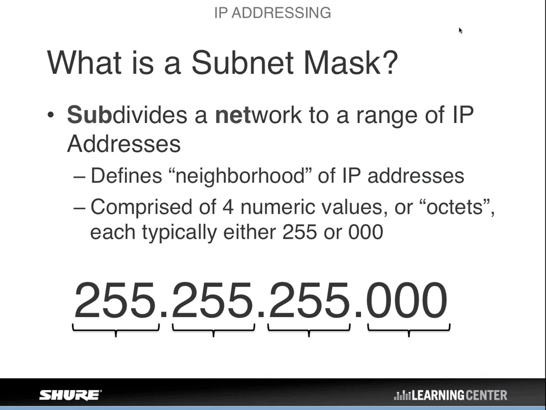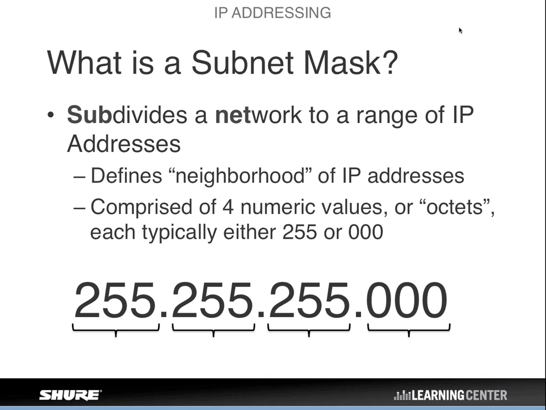Because just being on the same network doesn't mean these devices are all plugged into the same switch. You can have a bunch of devices plugged into the same switch, but if the IP address is not assigned and defined properly, then you still don't have a network. And that's where the subnet mask comes into play.